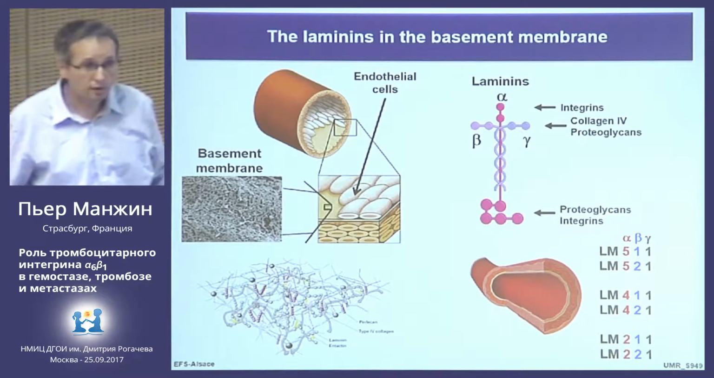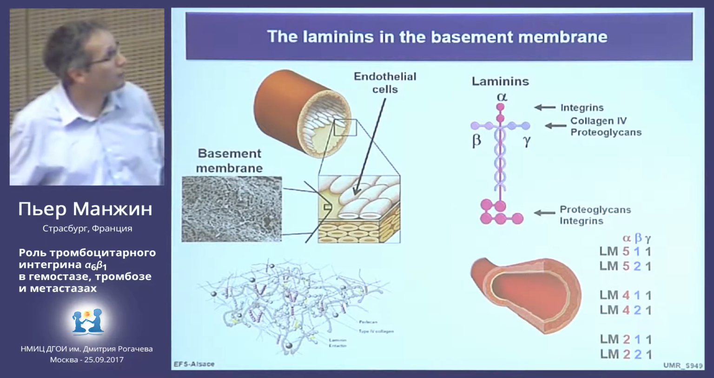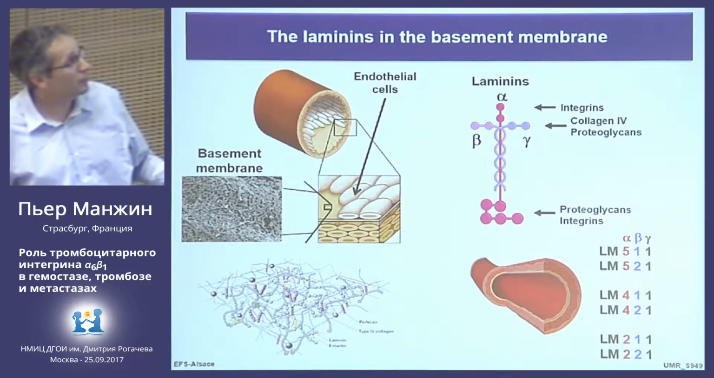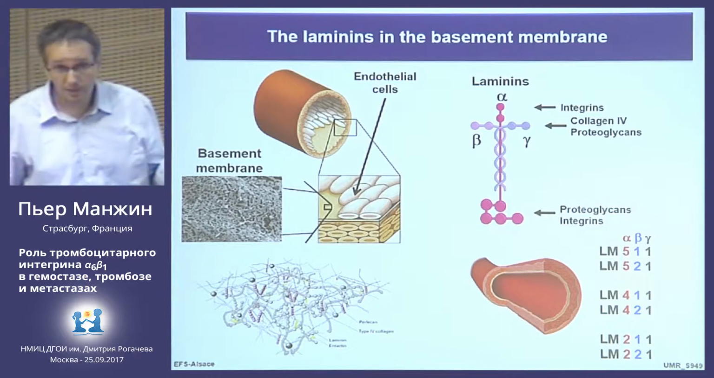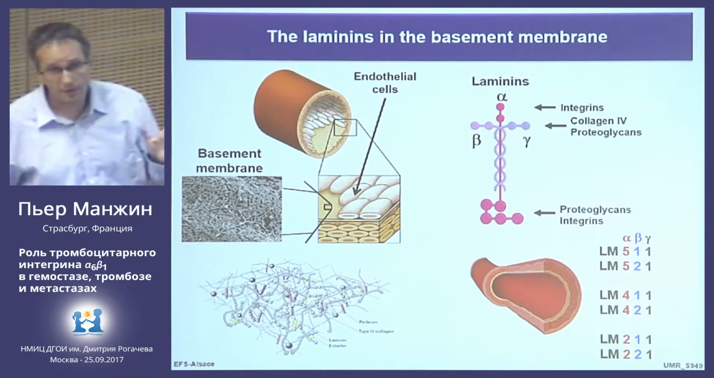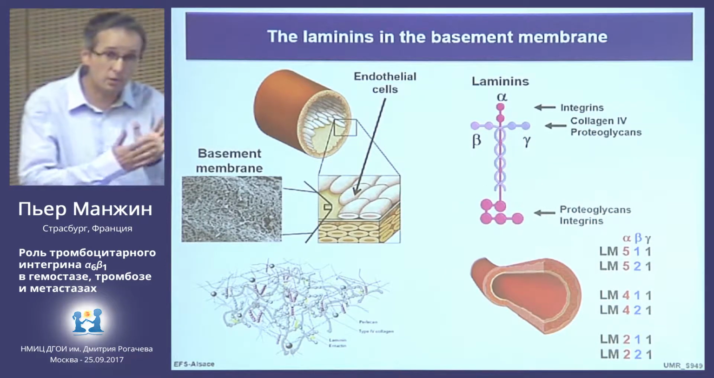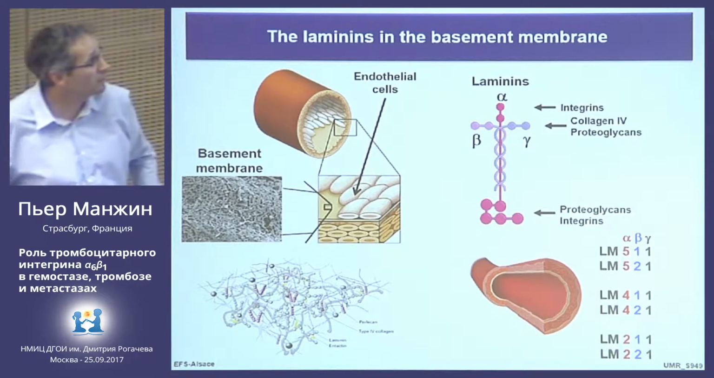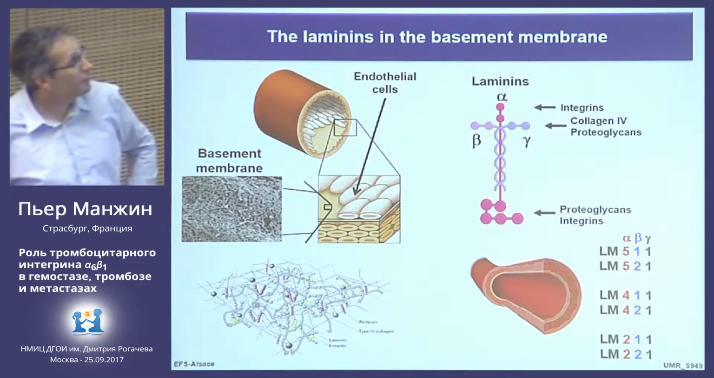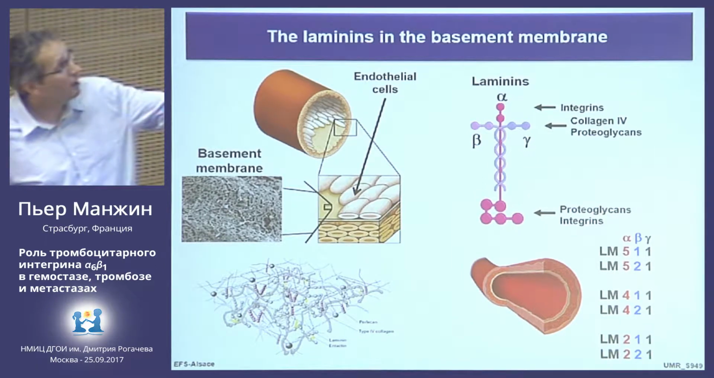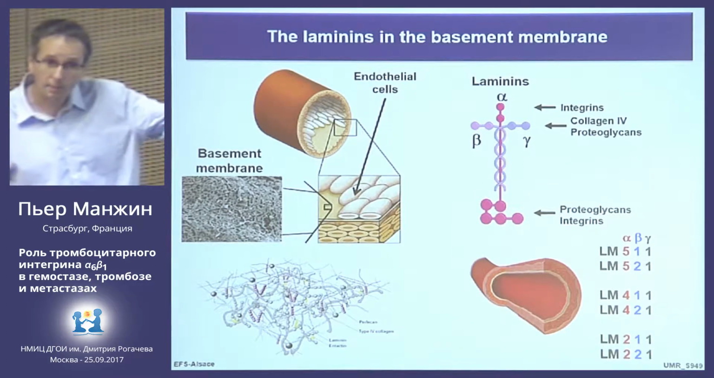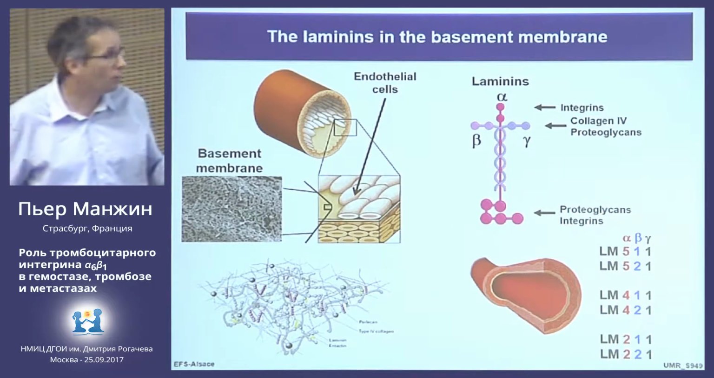Laminins are cross-shaped heterotrimeric proteins composed of an alpha, beta, and gamma chain. The alpha chain is particularly important because that's the one that is going to interact with proteoglycans, but also with integrins, so interact with cells. Laminins are usually named according to their chain numbers, so that the laminin with an alpha 1, beta 1, gamma 1 chain is called laminin 111.